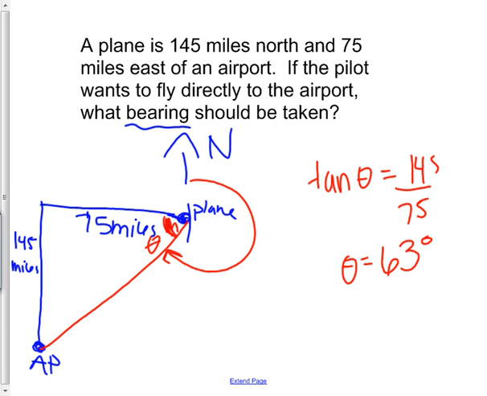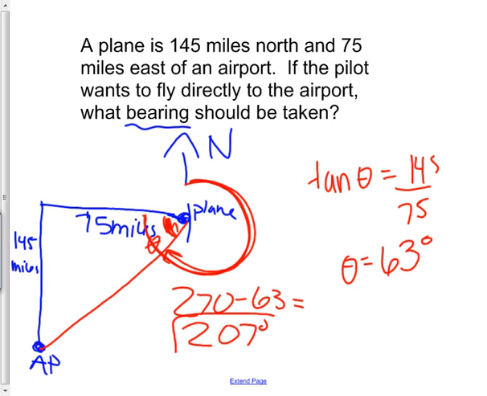Now, that's not the angle we want. We want the bearing angle. So from all the way here, what's that degree measure? From north all the way to west, what would that be? 270. So 270 minus 63 is 207 degrees. So that means that the pilot, if he's facing north, has to turn 207 degrees, and then he can head straight in that direction, and he'll hit the airport.